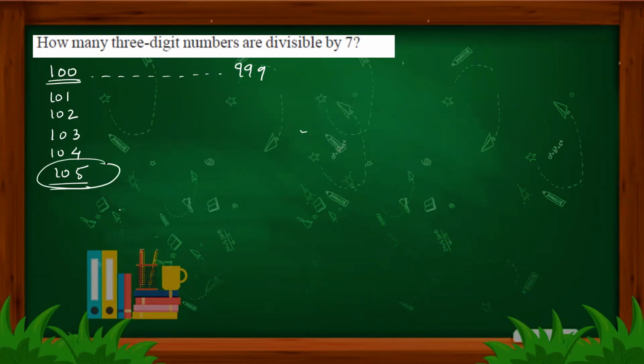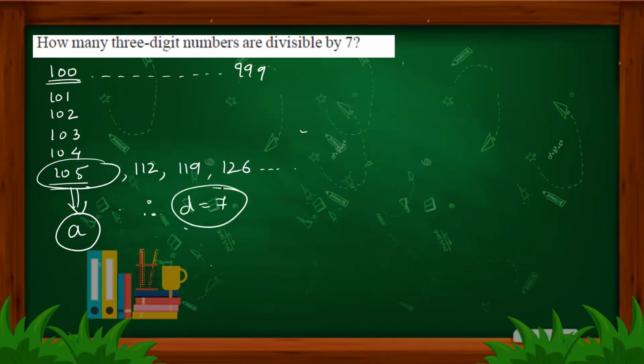So this being the first three-digit number, this becomes our A. Obviously, the next term after this, when we add 7 to it, is going to be 112. The next is going to be 119. Next is going to be 126, and so on, right? So that means your D is going to be 7. Now we need to see from 999 which is the last three-digit number divisible by 7. That last three-digit number is going to be our AN, and then we will find out the N for AN.